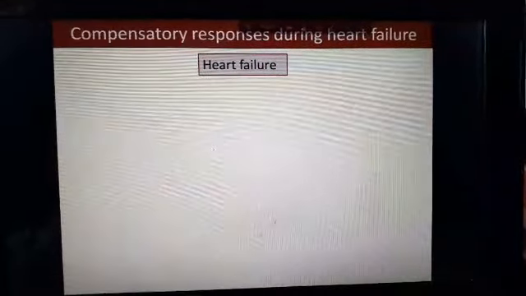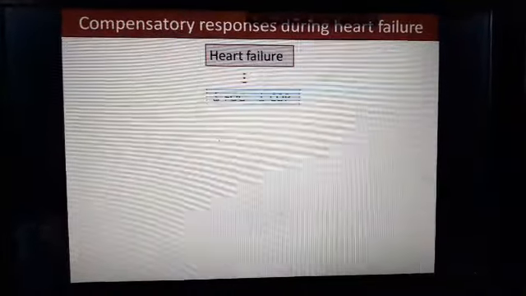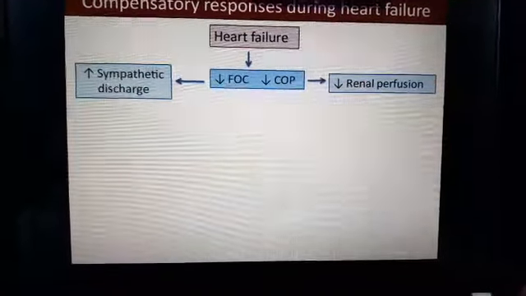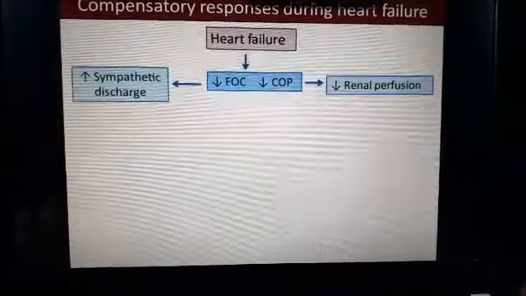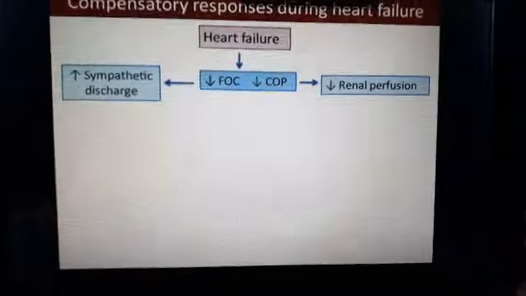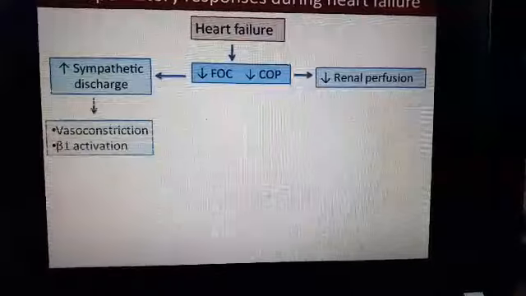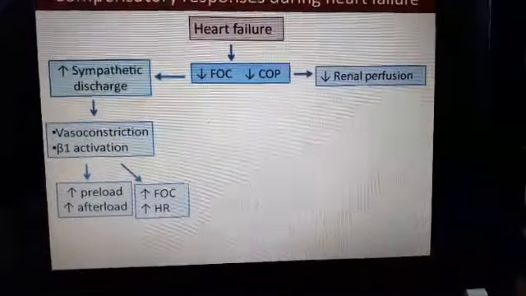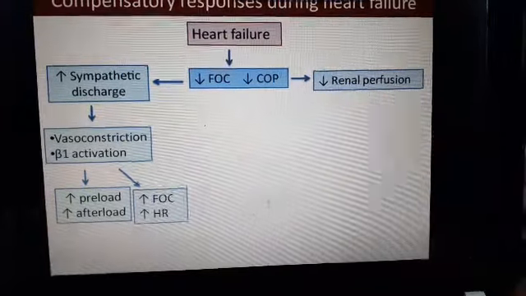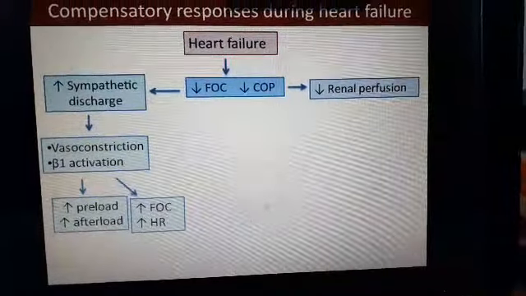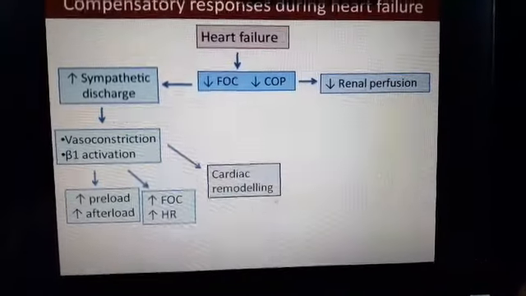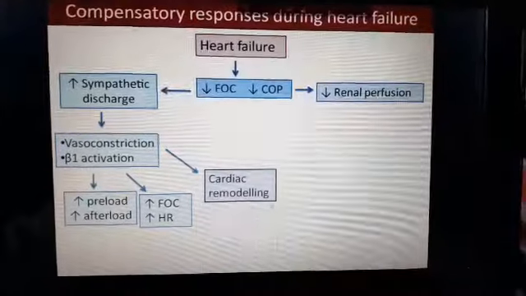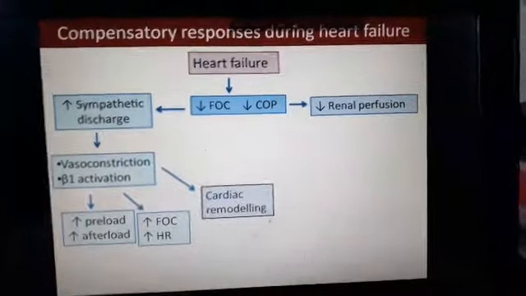So when there is heart failure, that means the heart is unable to pump adequate blood. So there is decreased force of contraction and decreased cardiac output, and this causes the body to have some compensatory mechanisms. One of them is increased sympathetic discharge that will cause vasoconstriction and beta 1 receptor activation. Vasoconstriction will lead to increased preload and afterload, and beta 1 activation will cause increased force of contraction and heart rate. So the body tries to send more blood to the other organs by causing sympathetic discharge, and too much vasoconstriction will also cause cardiac remodeling.